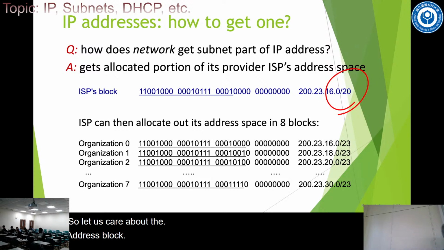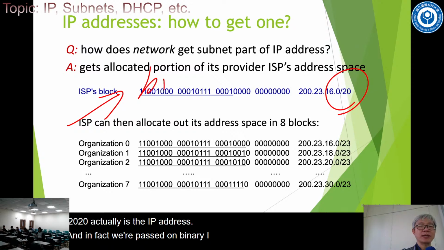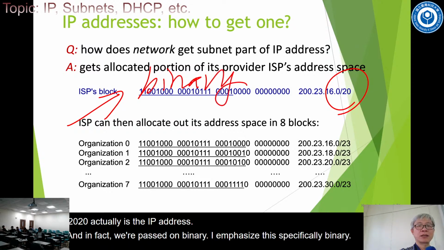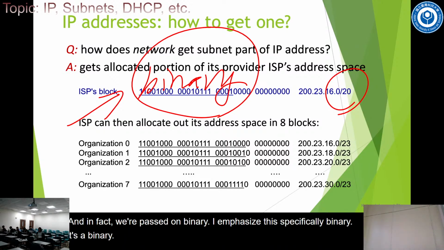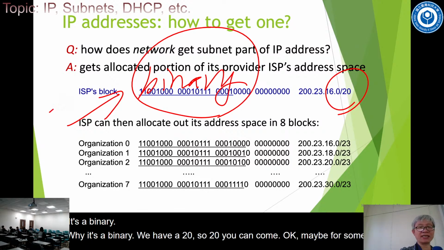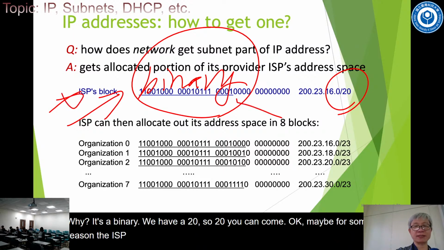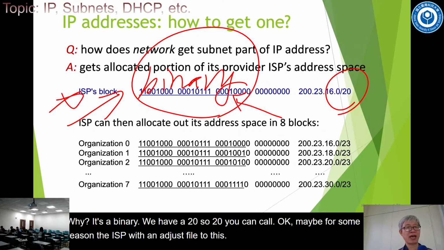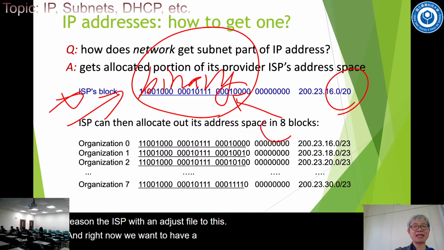The 20 actually is a CIDR address. And in fact, we are based on binary. I emphasize this specifically: binary. It's binary, right? We have 20, so you can count. Okay, maybe for some reason, the ISP has an address block like this. And right now we want to have a division into 8 blocks, 8 blocks coming from this.